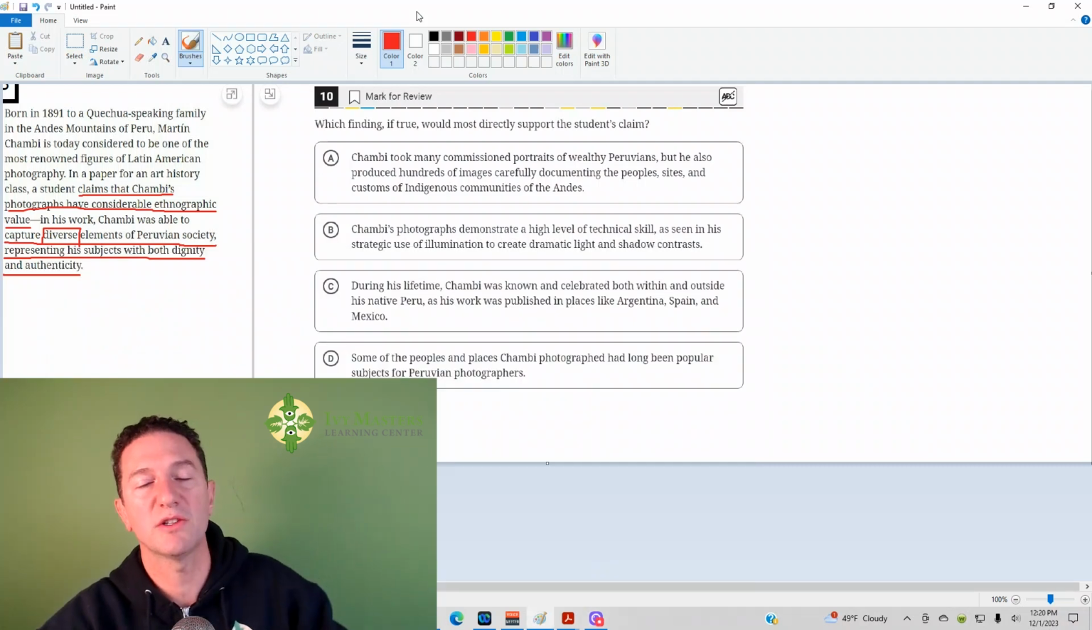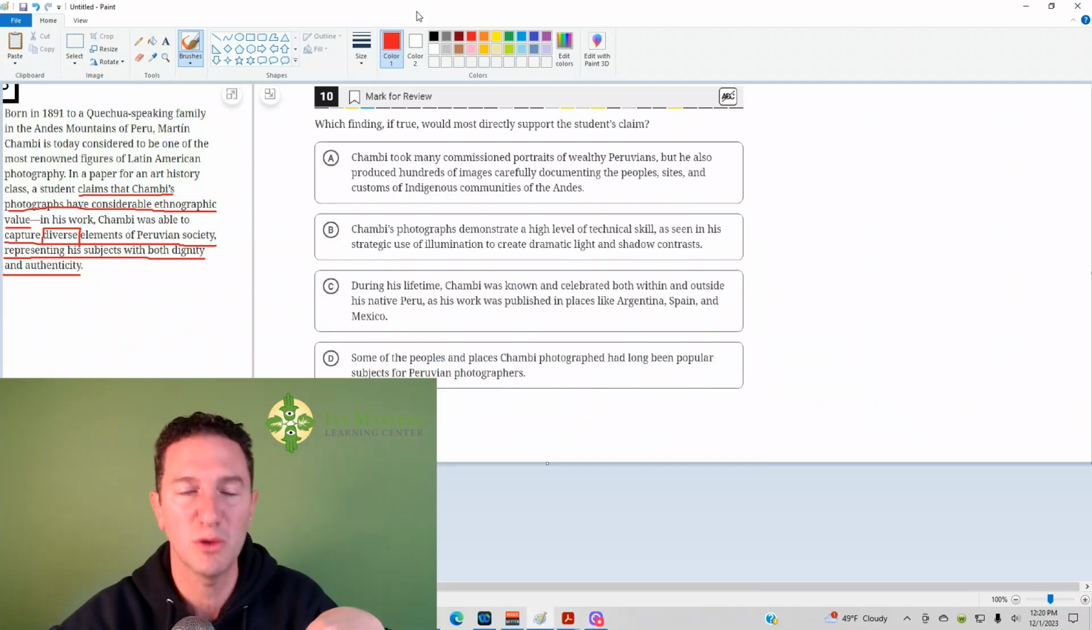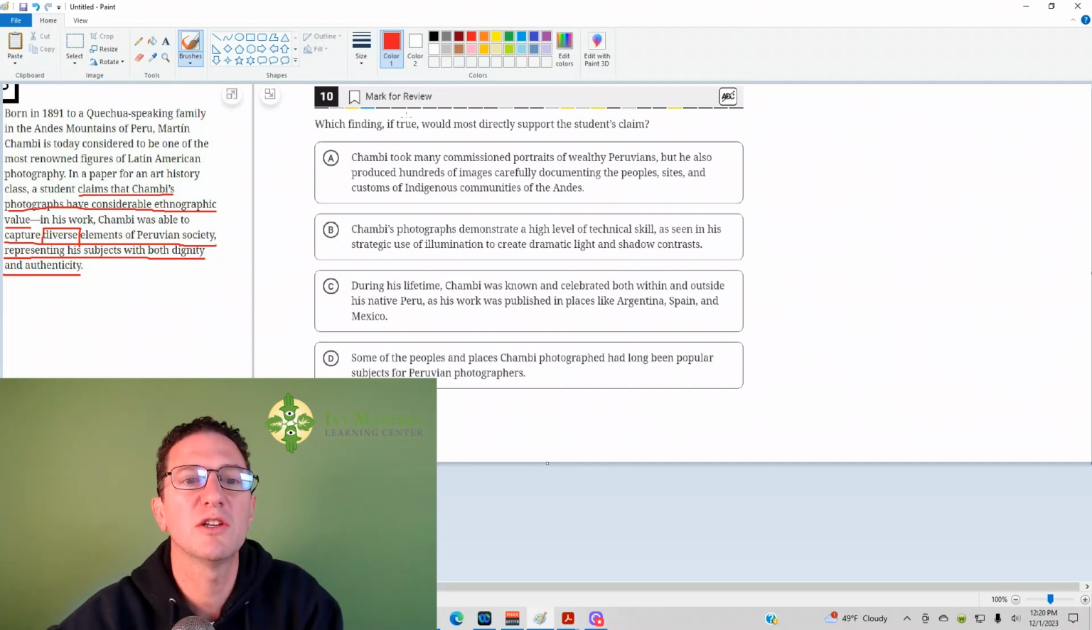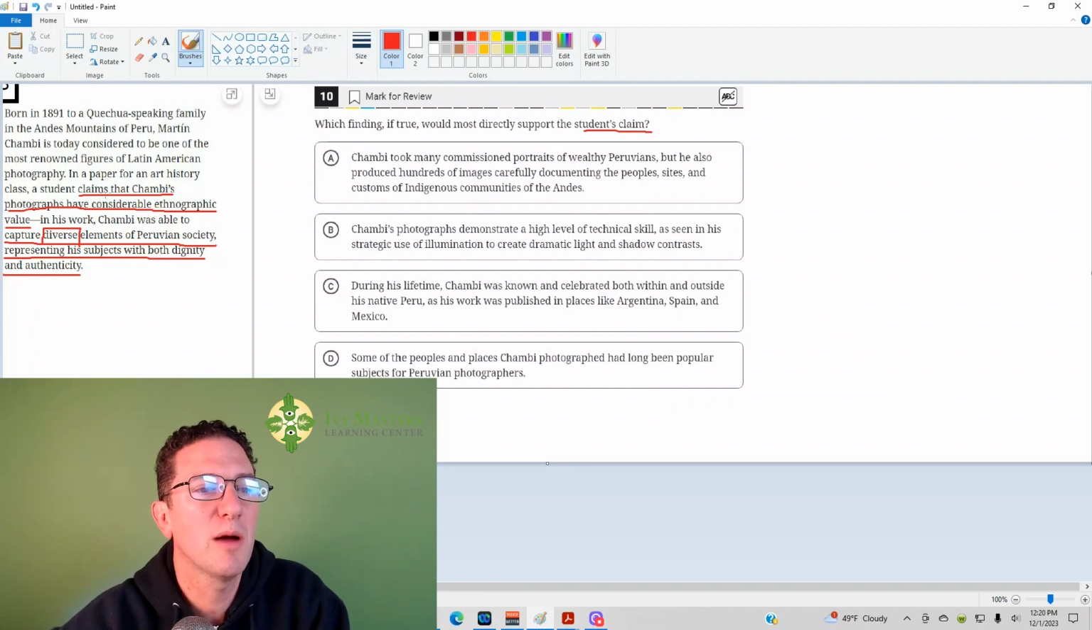This is the 10th question from the Digital SAT Test 1 Module 2. It's from the Bluebook app, the harder set of reading questions. And the question is, which choice most directly supports the student's claim? It's asking about the claim. Usually the claim will come at the end of the passage.